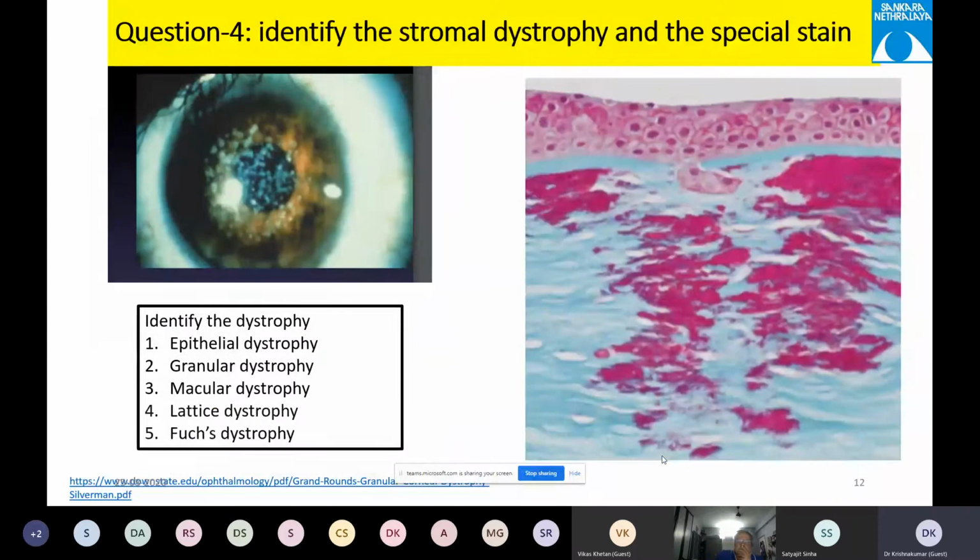Then, once again, one more dystrophy. What dystrophy do you think? Can you see? There are 5 questions here. This is going to be the granular dystrophy of the cornea. This is a trichrome stain. You get 3 colors. You get a bluish corneal stroma, a pinkish brick red color, and the nuclei stain bluish black. This is the hyaline material, which is very diagnostic of granular corneal dystrophy. There are 2 types. It could be a superficial granular dystrophy or a deep stromal dystrophy. You please read from your ophthalmology textbooks.